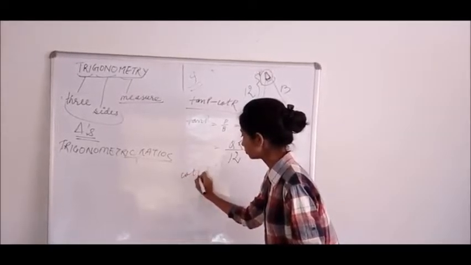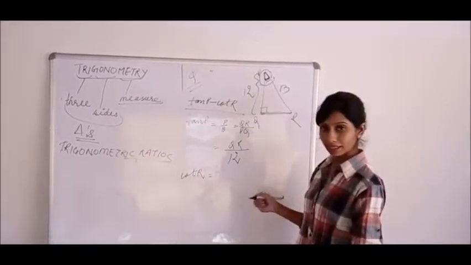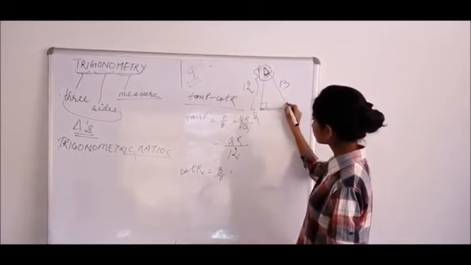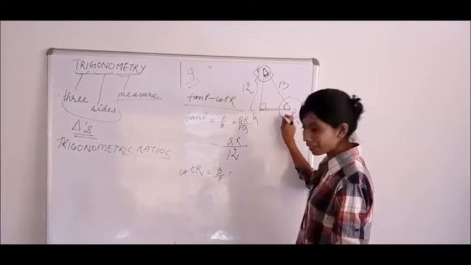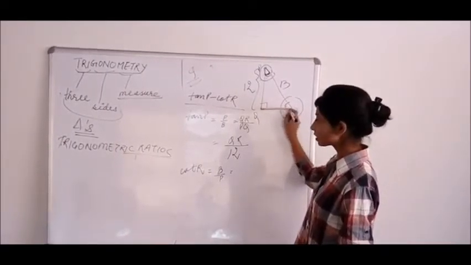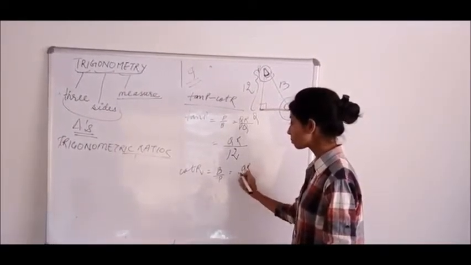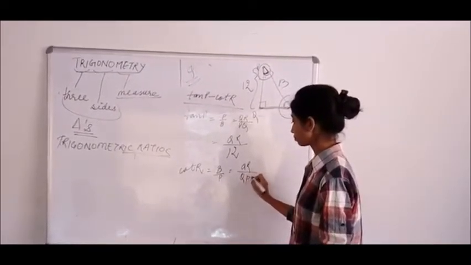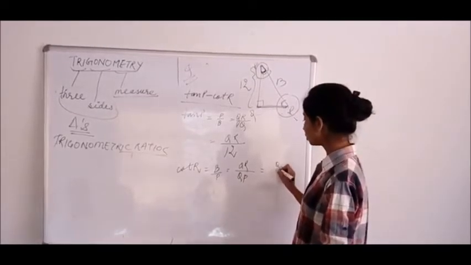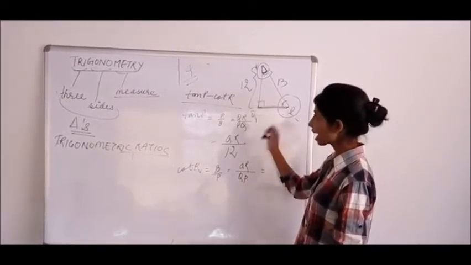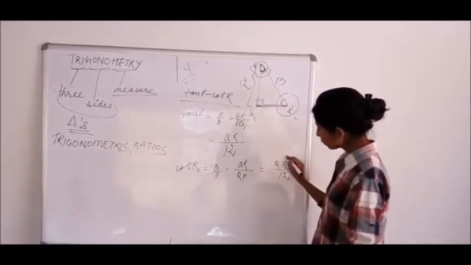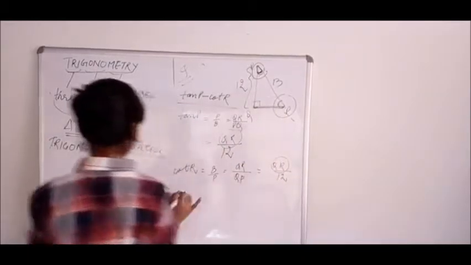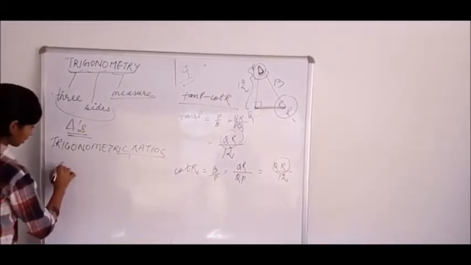Now, cot R has the basic formula base upon perpendicular. What is the base for this particular angle R? It is QR, and the perpendicular is QP. We do not know QR, and we have PQ as 12. In order to find QR, we all know the Pythagoras theorem.